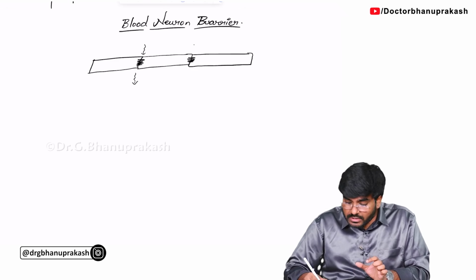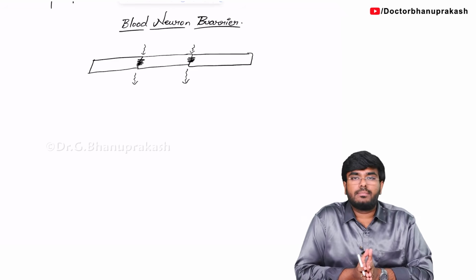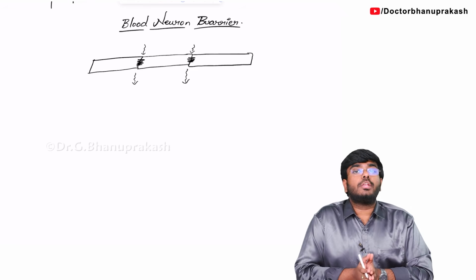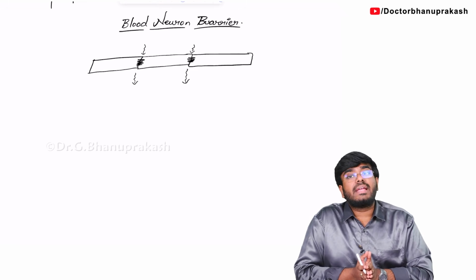Because of these tight junctions, the neurons are well protected. Now tell me, who exactly is forming the blood neuron barrier? The blood neuron barrier is mainly formed by which layer? The perineurium, the cells along with their tight junctions.